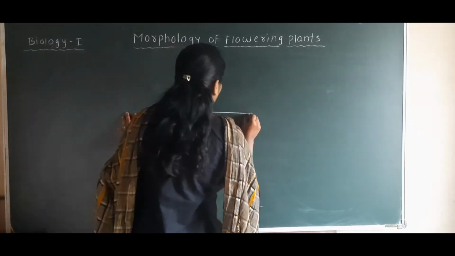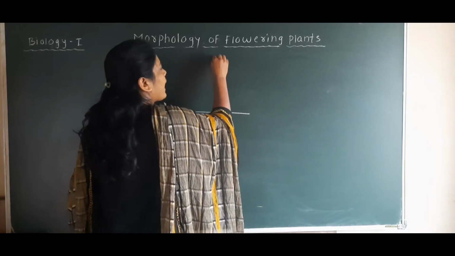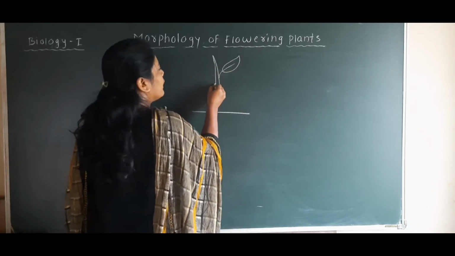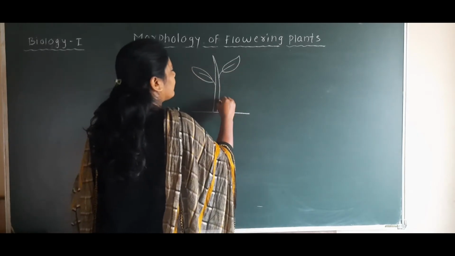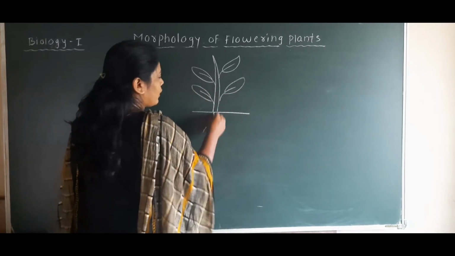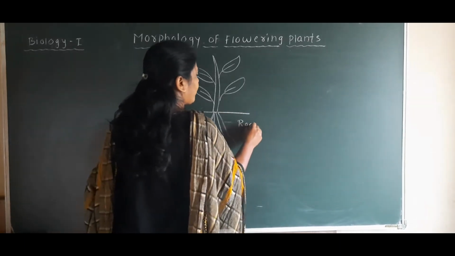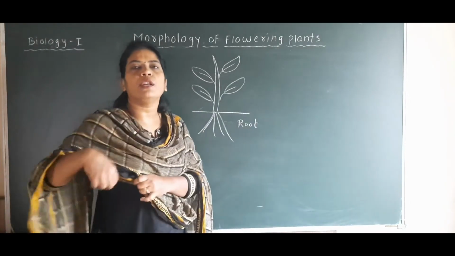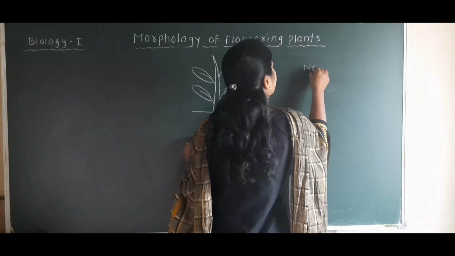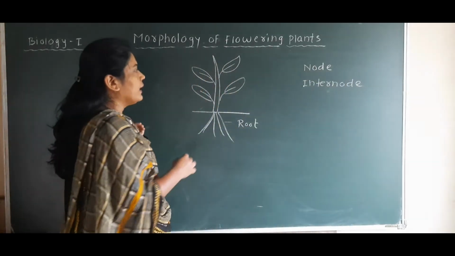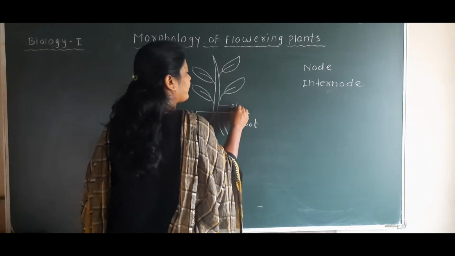So here we are going to discuss only the node and internode part. Suppose this is the plant, these are the leaves of the plant, we can observe it. We can say that this is the root part. So what is meant by node and internode? We are going to discuss two parts, the first is the node, and the second one is the internode. So here, this is the stem.